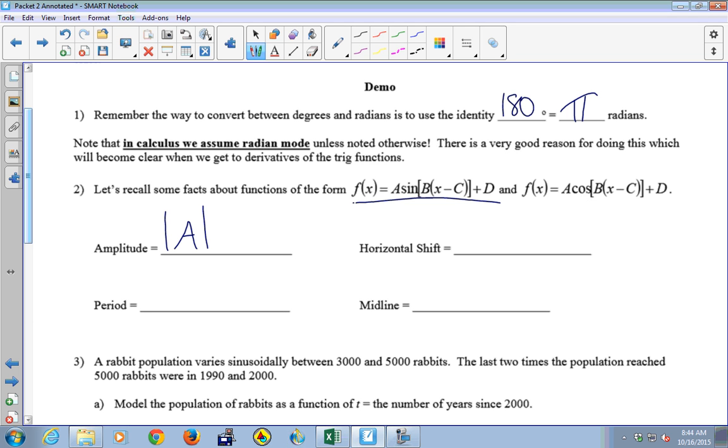What's the horizontal shift? C. And the period? It's related to b. It's not b itself. No. 2 pi over b. And the midline of the function, also known as the vertical shift, d. So the line y equals d is the midline.